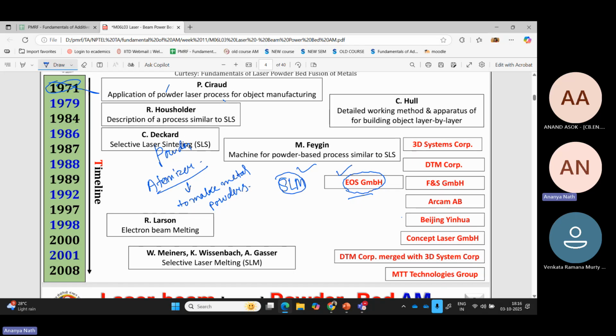One most important reason being that my powder has to be spherical, with a proper range in the distribution. So for PBF, it's mostly 15 to 45 micrometer, the powder particle size distribution. So I need a perfect distribution of the powder particle size.